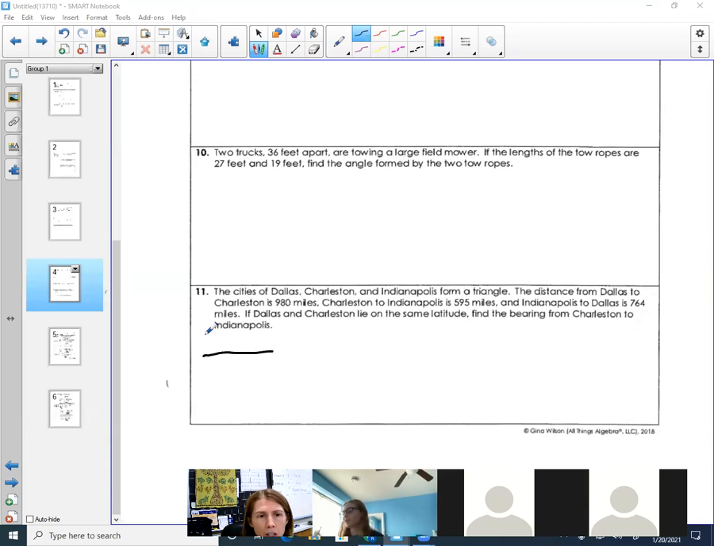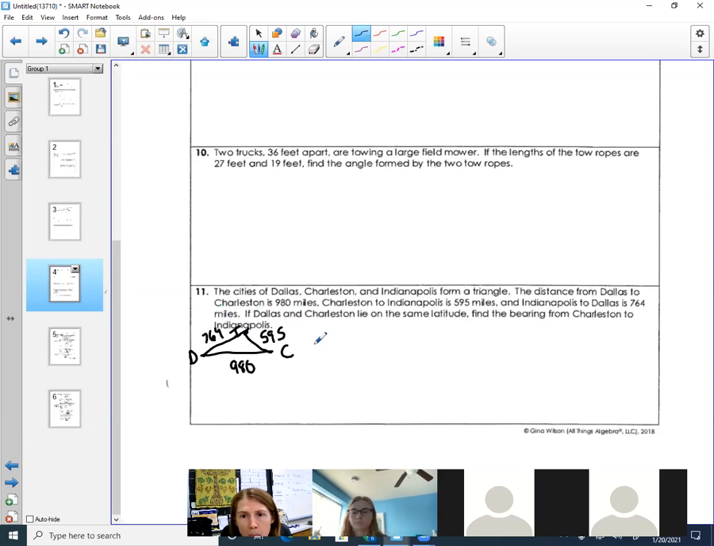All right. So Dallas and Charleston are directly across from each other. Dallas, Charleston, and Indiana is up north. So I'm going to go ahead and mark Indiana up north. Here's Indiana. There's my I. Oh, sorry, I say Indiana. It's Indianapolis. So it says the distance from Dallas to Charleston is 980. Charleston to Indianapolis is 595. And from Dallas to Indianapolis is 764.